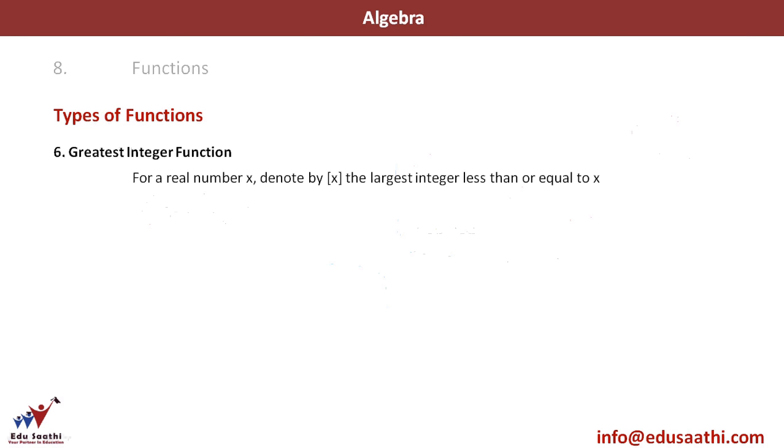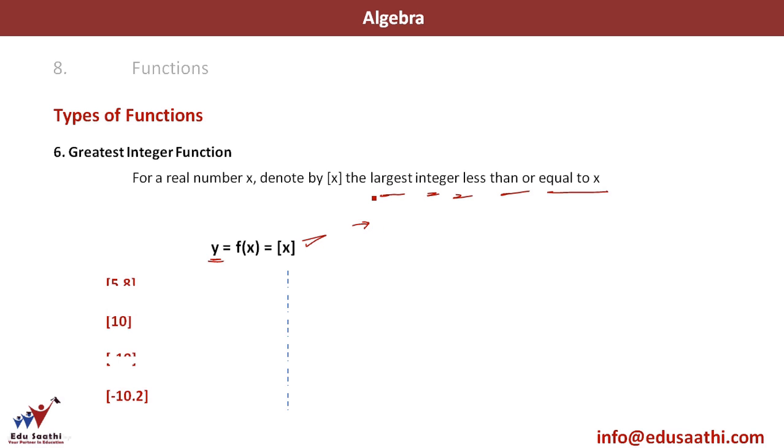For a real number x, denoted by greatest integer function x, the output is the largest integer less than or equal to x. Now let's look at the function. So y is the greatest integer function of x. That means I will exclude the decimal point, and whatever is the largest integer that is contained in the number will be my answer. Let's look at the examples.